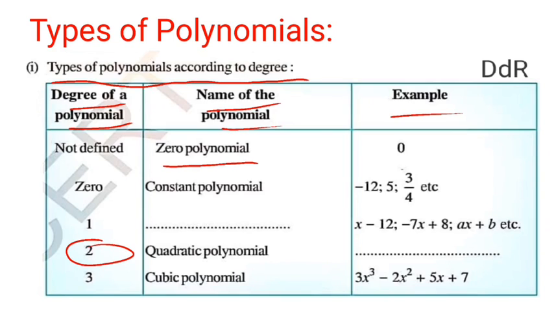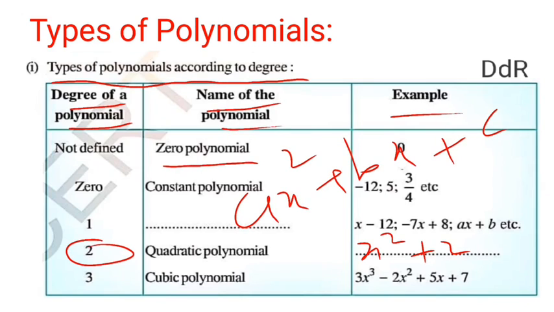Examples, here I am writing the examples. x square plus 2. What is the degree of this polynomial? 2. So it is an example for the quartic polynomial. And what is its standard form? ax square plus bx plus c is the standard form of a quartic polynomial. Here ax plus b is the standard form of a linear polynomial.